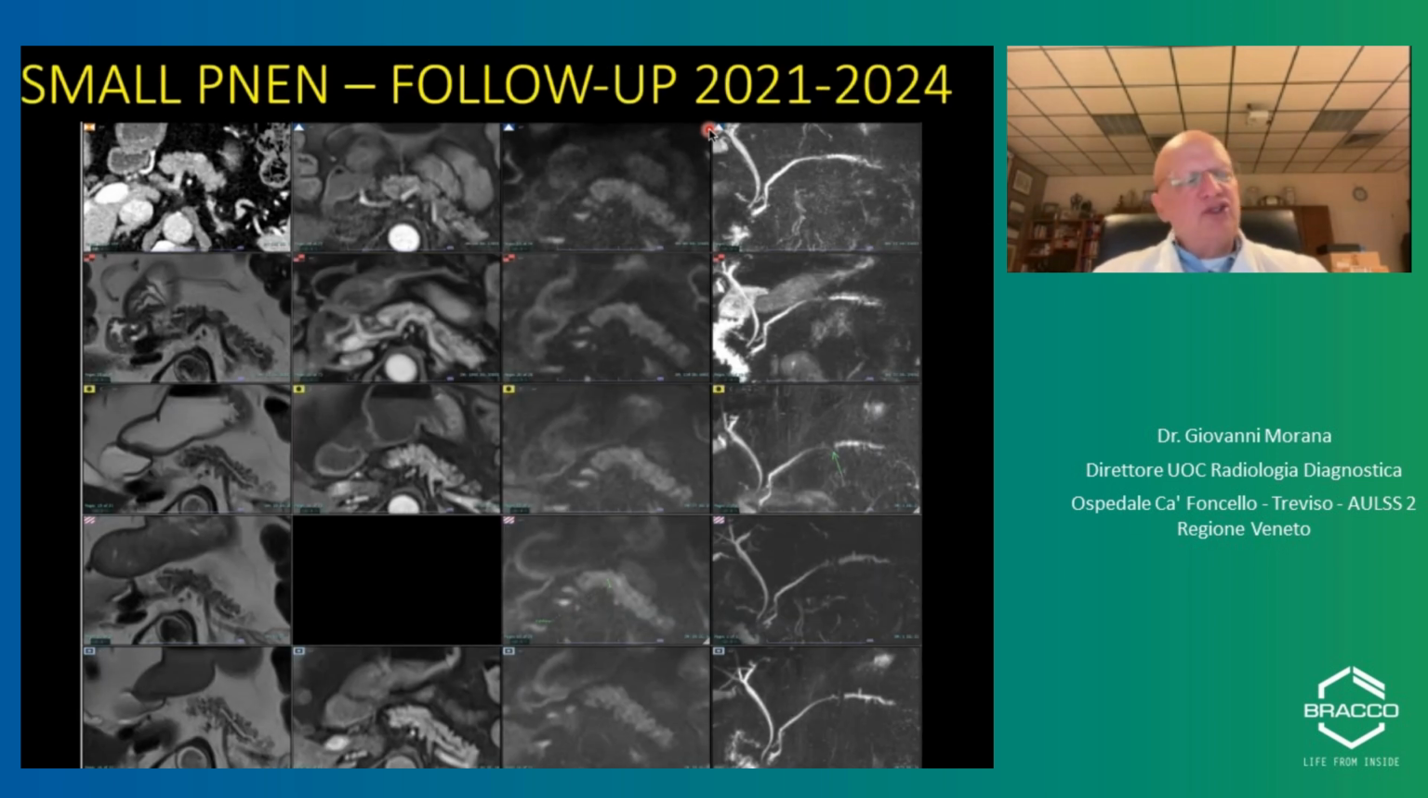MRI is very useful in the follow-up of PNENs. You know that the small PNENs, G1 PNENs, less than 2 centimeters, without symptoms should be followed up. And of course, we follow up with MRI. After the first diagnosis of these patients, the small hypervascular lesions, we may follow up these patients for 4 years with no significant changes, but we see also the stenosis of the main pancreatic duct.